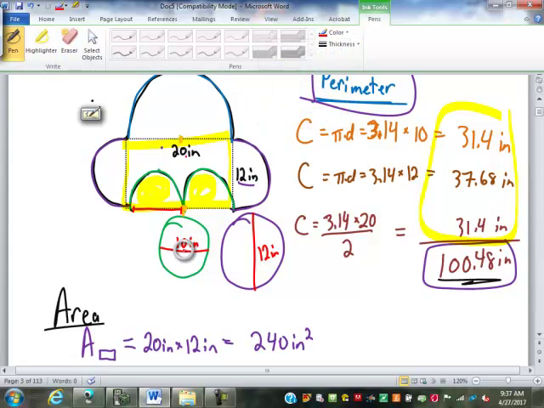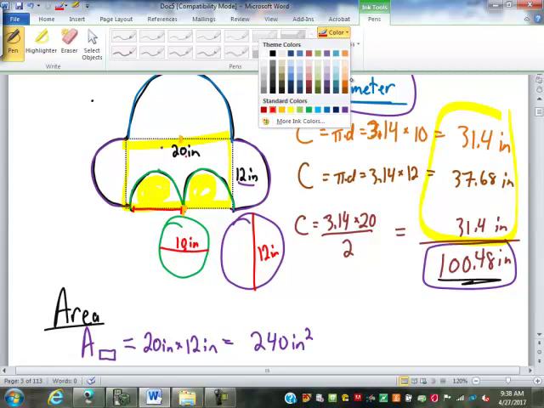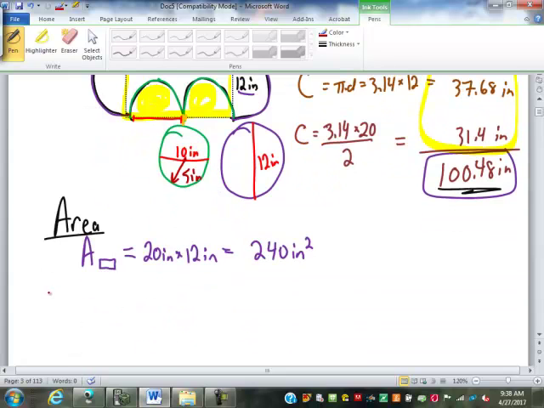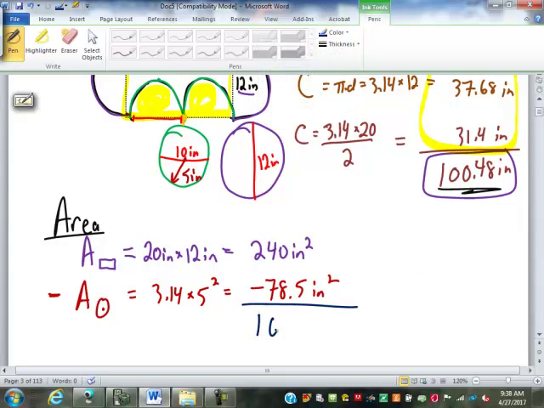Those two half circles came together to make this one whole circle right here with a diameter of 10. But for area, we don't need diameter. We need radius. And its radius will be 5. So we're going to subtract the area of the circle with radius 5. So that's going to be pi, or 3.14, times 5 squared, which is 78.5 inches squared that will be subtracted. So I'm going to go ahead and do that subtraction quick. I subtract that, I get 161.5 inches squared.